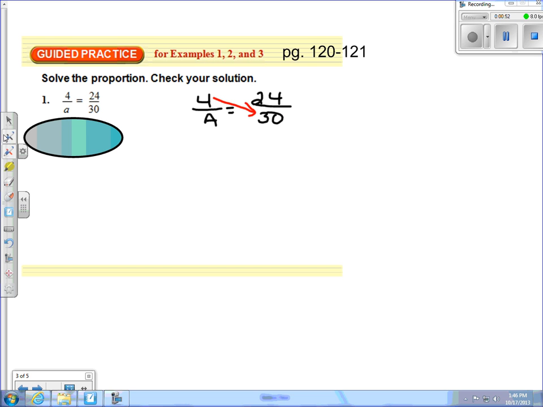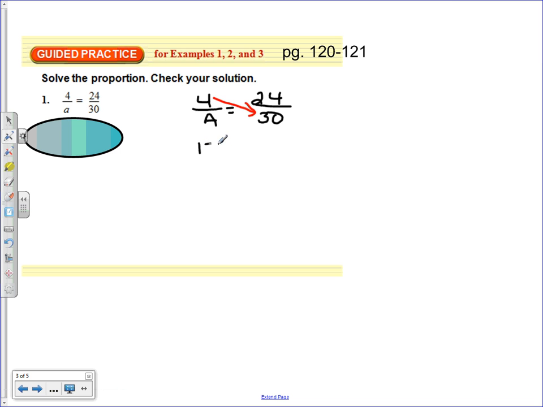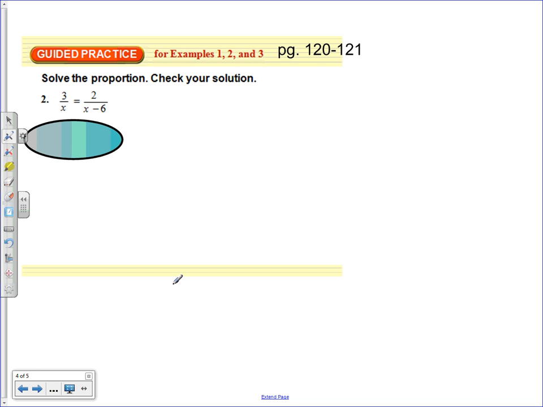4 times 30. Again, numerator times denominator gives me 120. And 24 times A gives me 24A. Divide both sides by 24. How many 24s are in 120? And the answer is, if you divide that out, 5. Another option is to reduce and then cross multiply, but again, all choices you have.